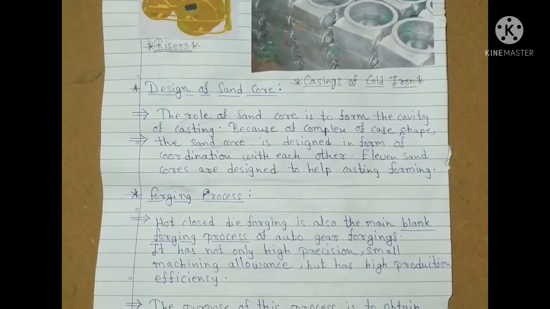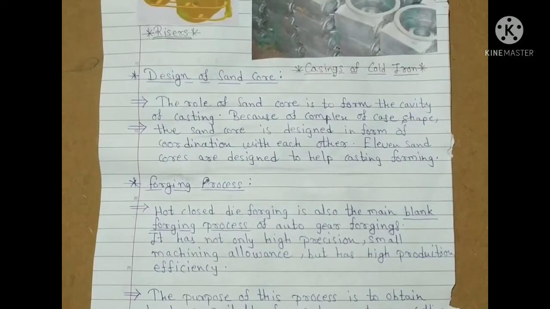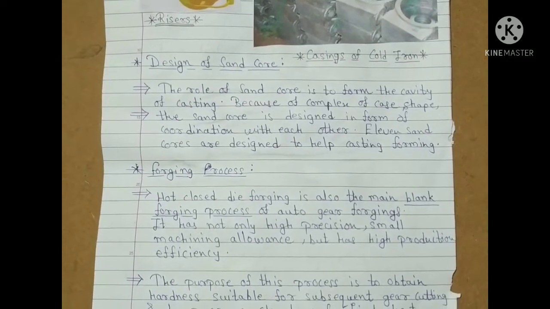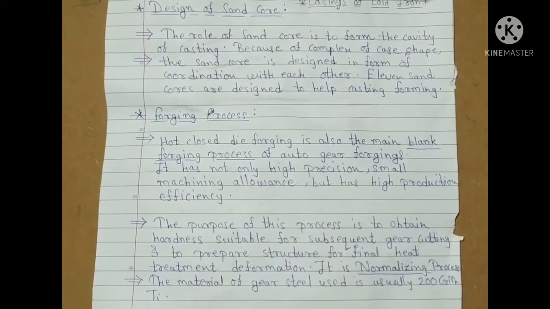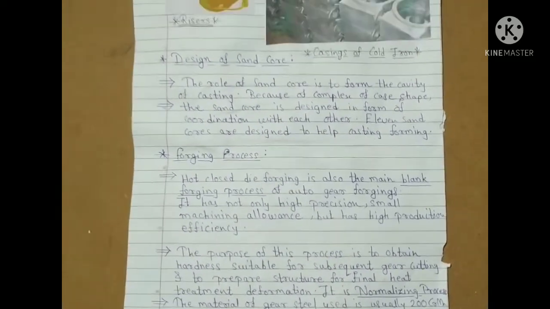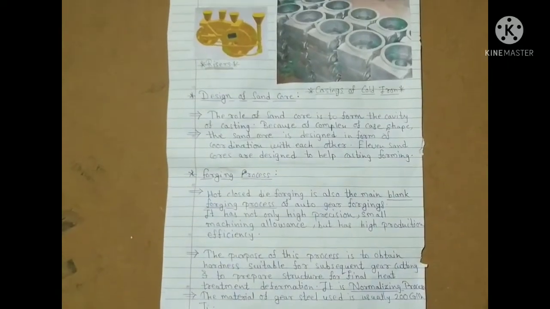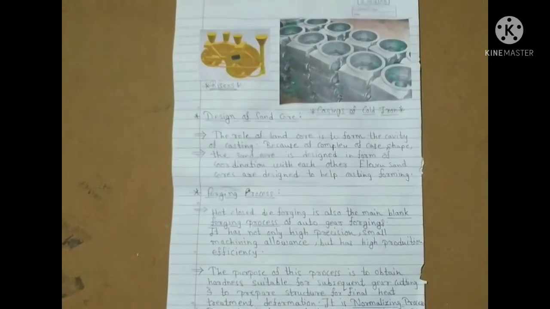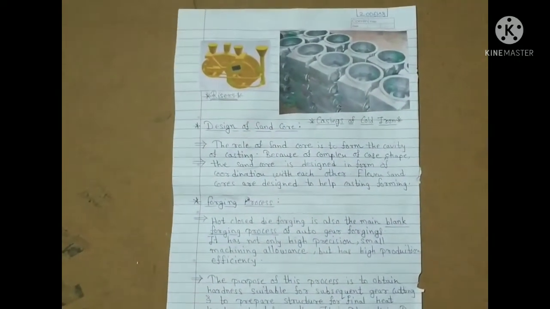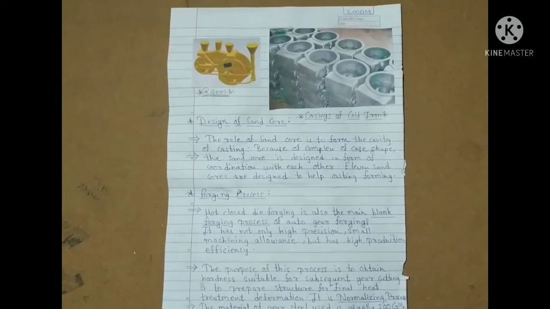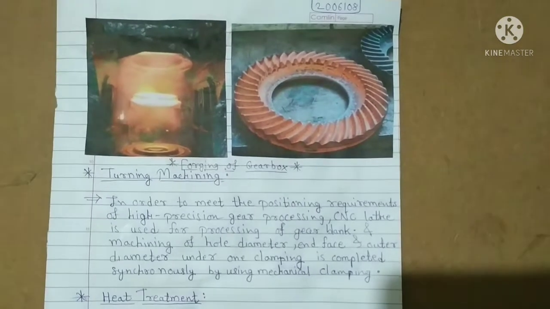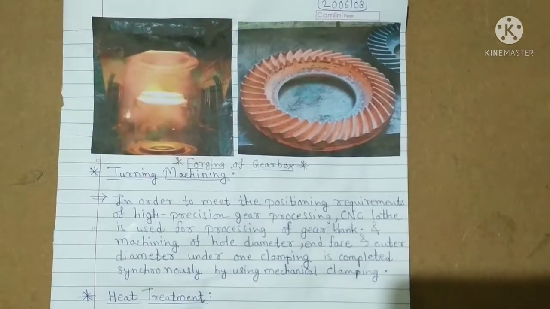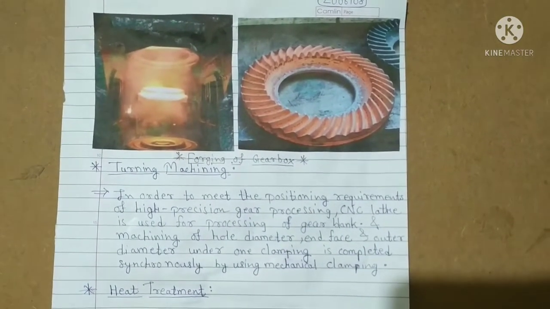Hot closed die forging is also the main blank forging process used for auto gear forgings. It gives high precision and small machining allowance. By doing the hot closed die forging, the hardness suitable for subsequent gear cutting is obtained and the structure for final heat treatment deformation is also produced. These are the images of the forging process of the gearbox.